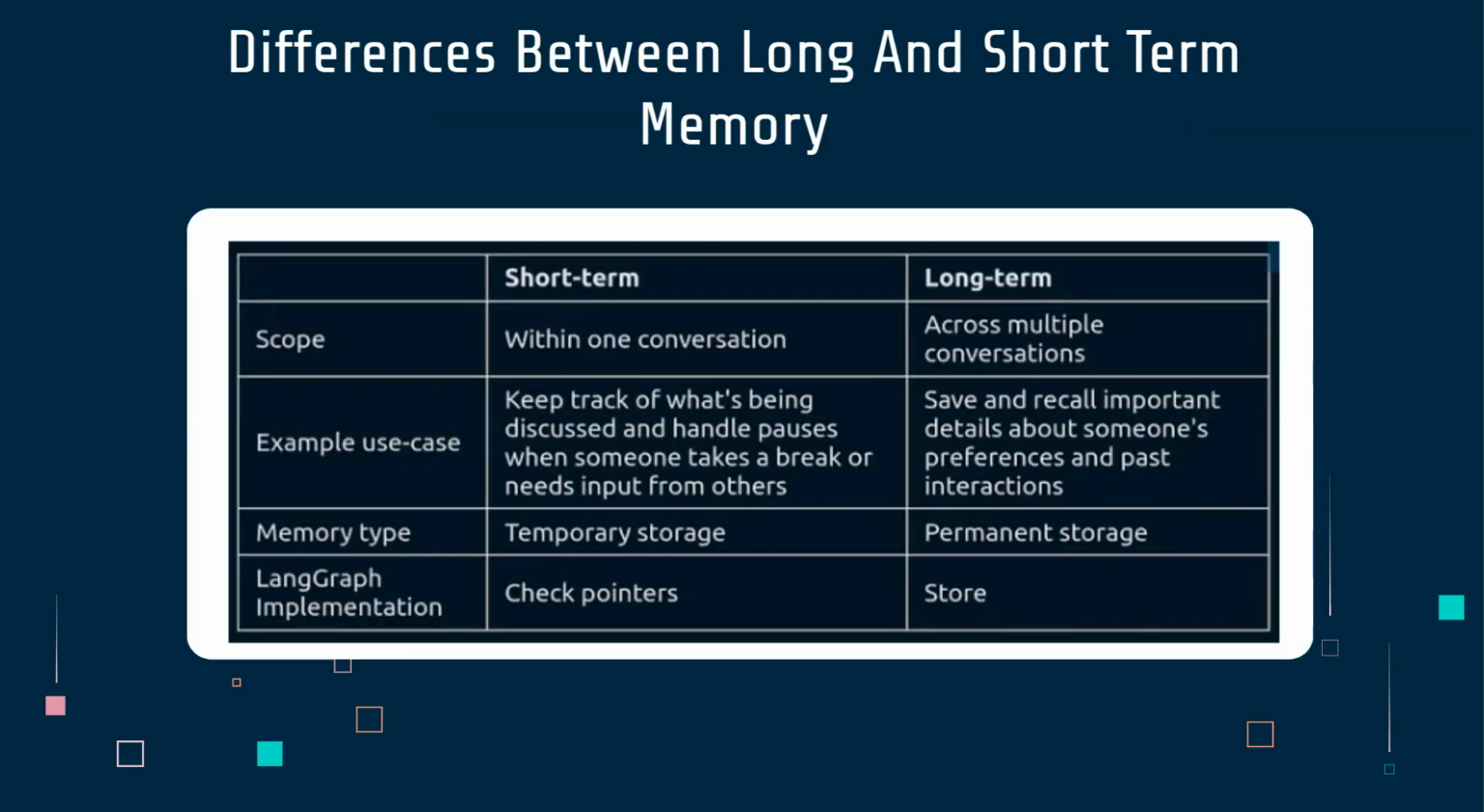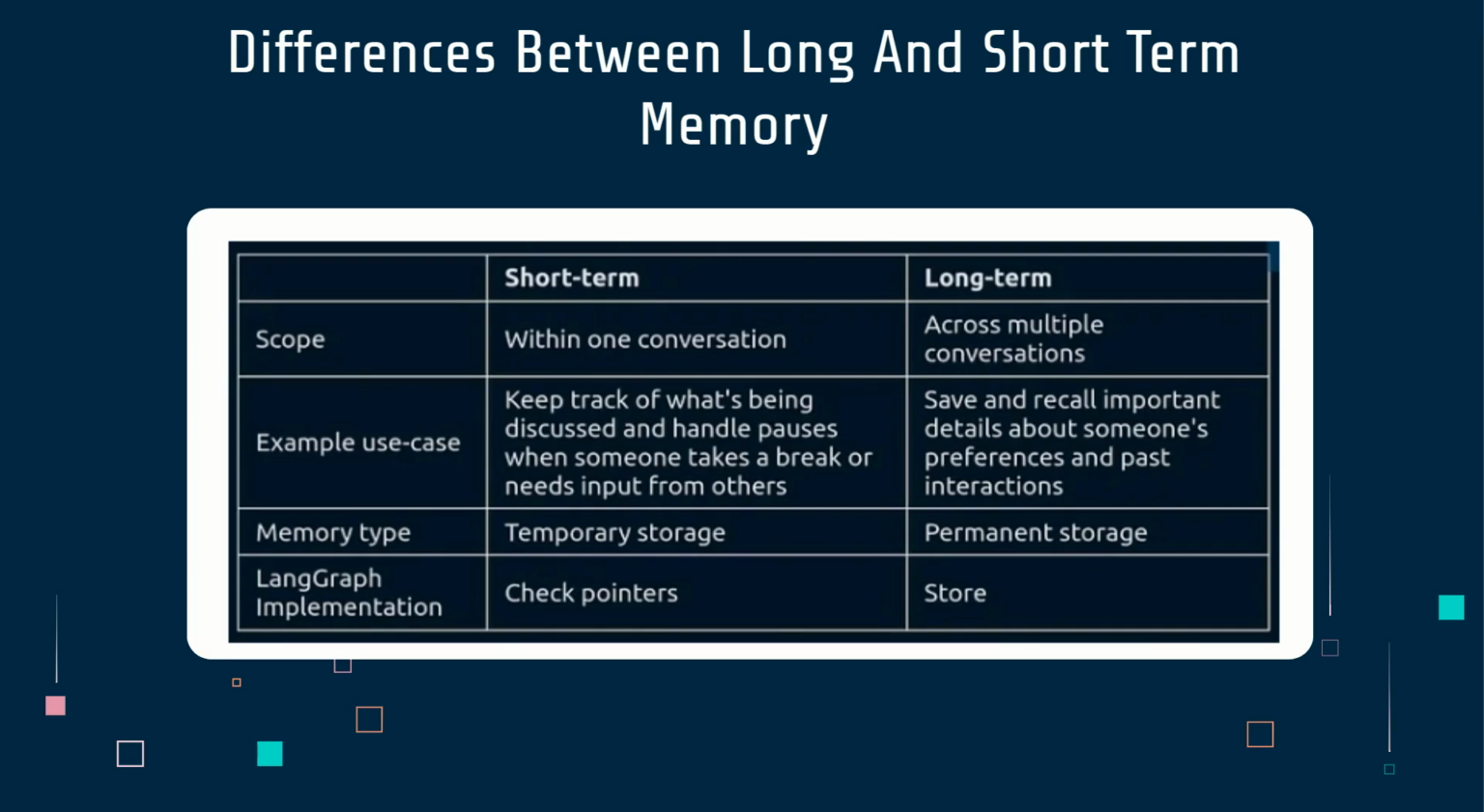Okay, so let's understand the two differences between the long-term memory and the short-term memory. Let's start from scope. The scope of a short-term memory is only within one session, one browser window, one conversation. Long-term memory is across multiple sessions, multiple windows, multiple chats, all that, right? Short-term memory example use cases can be used to keep track of what's going on or being discussed, to handle pauses when someone takes a break or stuff like that. It can recall all that previous information within that session.